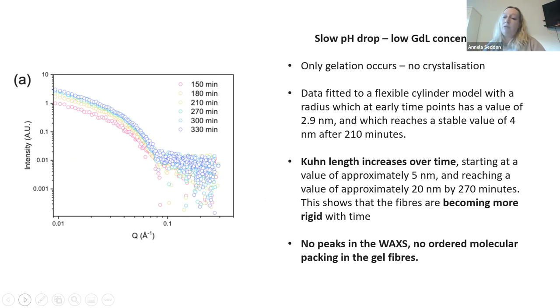This is X-ray scattering data. Built into our model is a measure of the Kuhn length, so basically the flexibility of the system. And what we found was that the flexibility of the system drops massively as time goes on. So our fibers might be the same diameter, but they're getting progressively stiffer over time. As the pH is dropping, these fibers are locking up and becoming very stiff. However, if you look at the wide angle scattering, there are no peaks. There's no evidence of order in the fibers, and there's no evidence of crystallization.